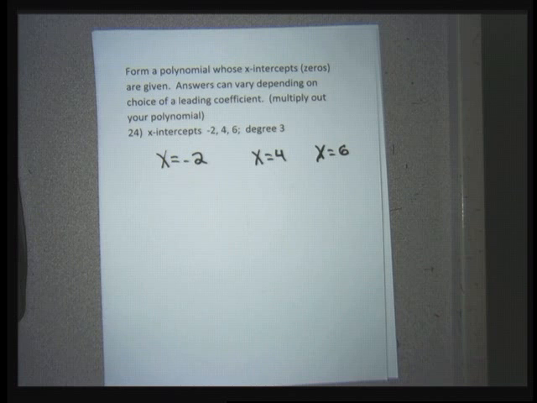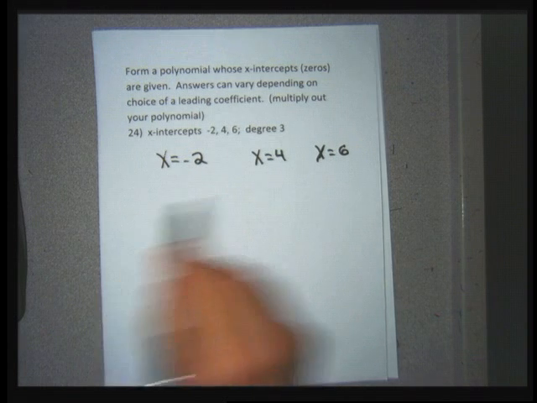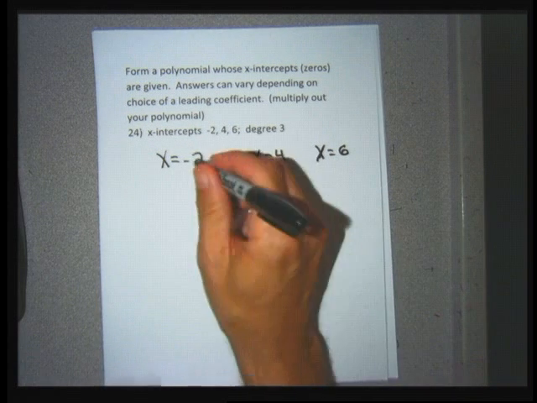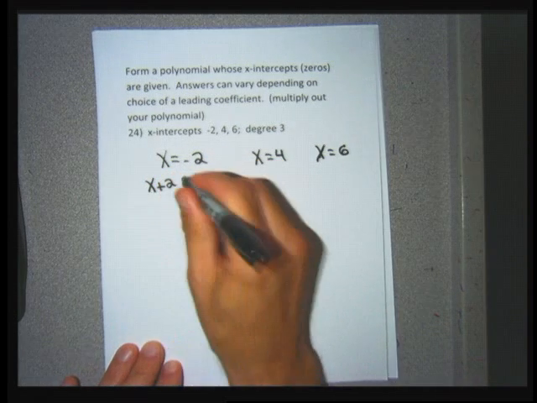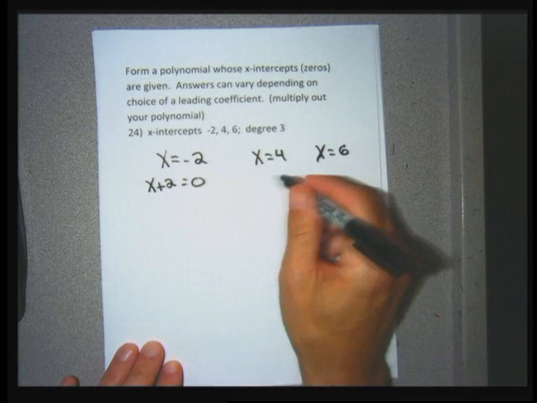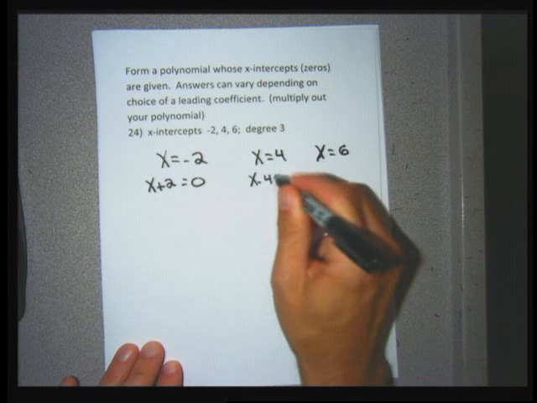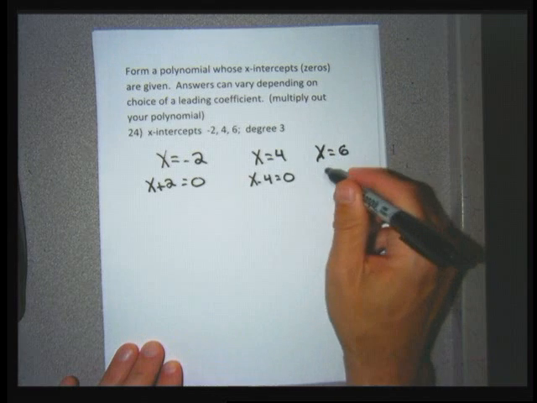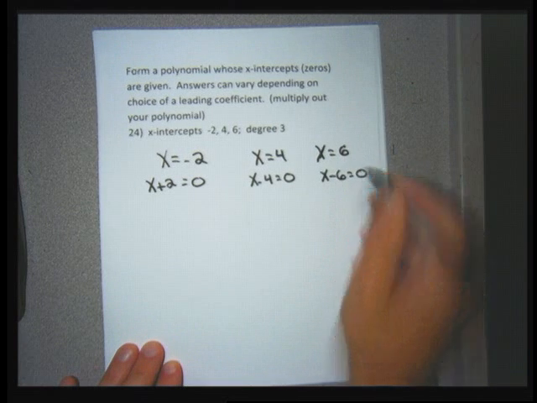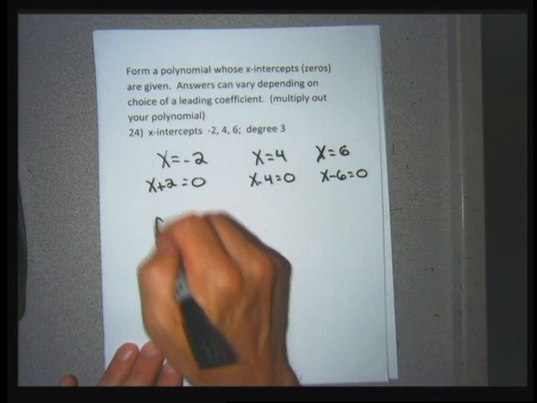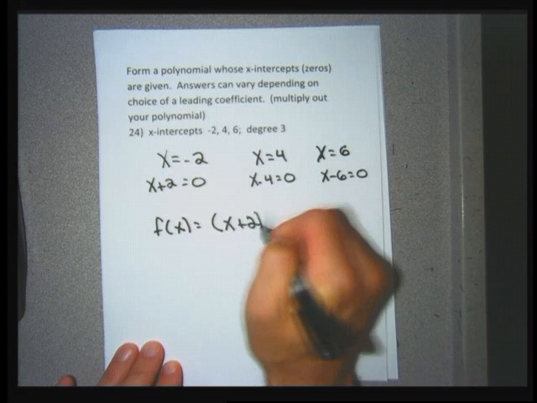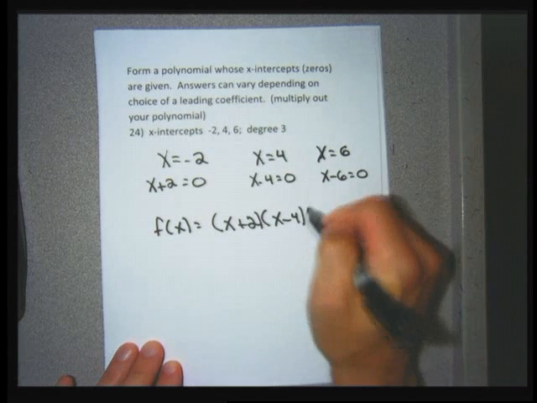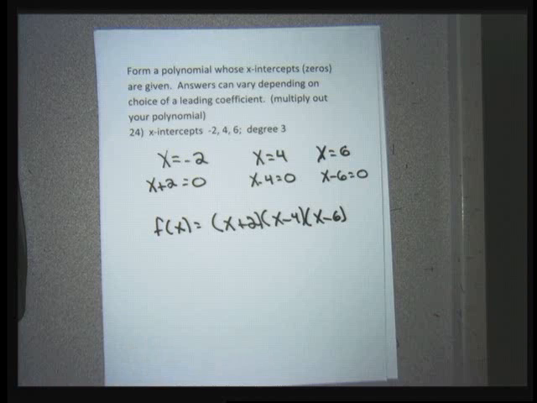To get the polynomial that I'm looking for, I'm going to take each one of these equations and set it equal to 0. For this one, I'm going to add 2 to both sides and get x plus 2 equal to 0. For this one, I'm going to subtract 4 from both sides and get x minus 4 equal to 0. For this one, I'm going to subtract 6 from both sides and get x equal to -6. I claim if I multiply those three, the x plus 2, the x minus 4, and the x minus 6, that's a function that's going to have x-intercepts of -2, 4, and 6.